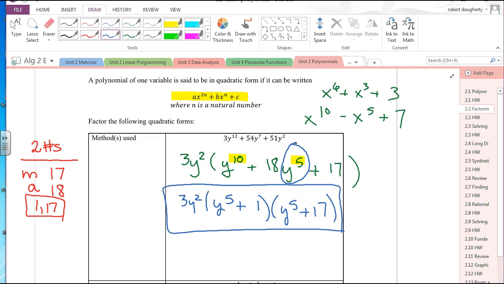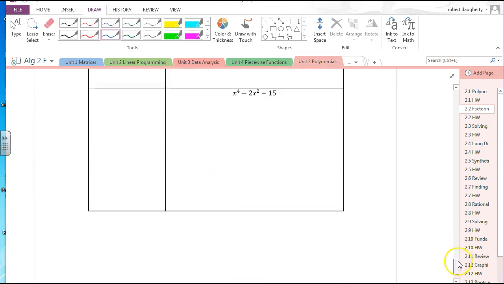So again, you want to be comfortable. It looks complicated when you see y to the 10th and y to the 5th. You think, I don't know how to factor that. Recognize its quadratic form. Factor it like you would any quadratic. Let's look at the next one.